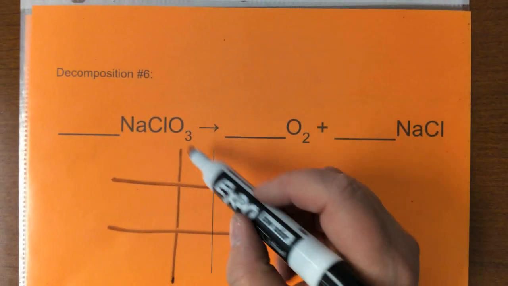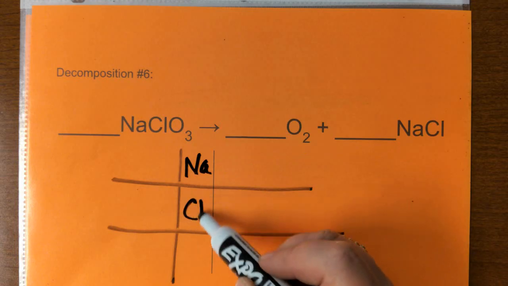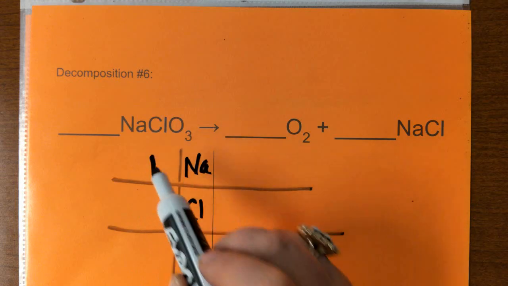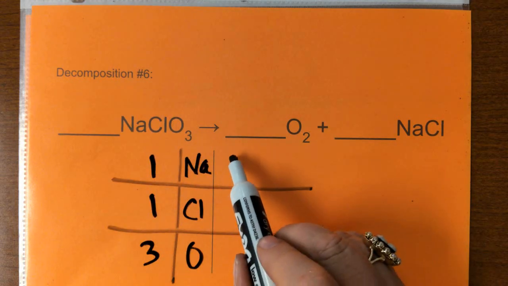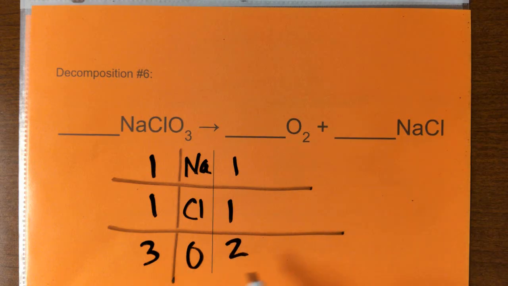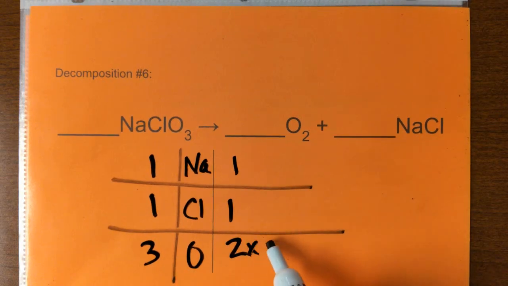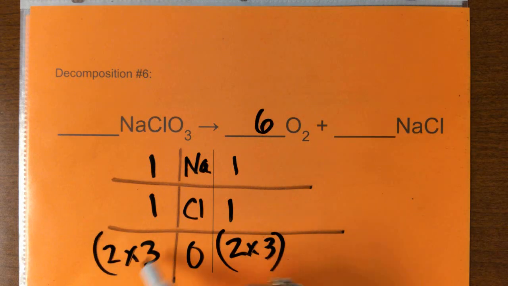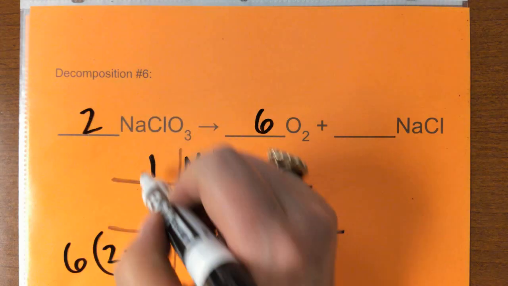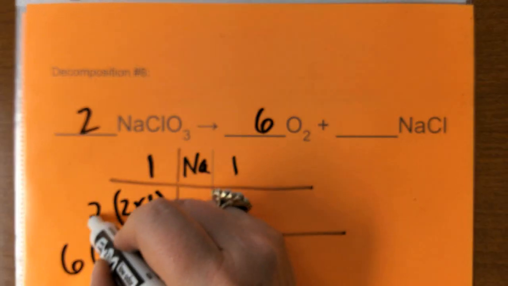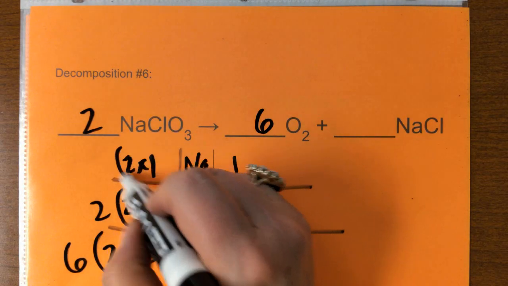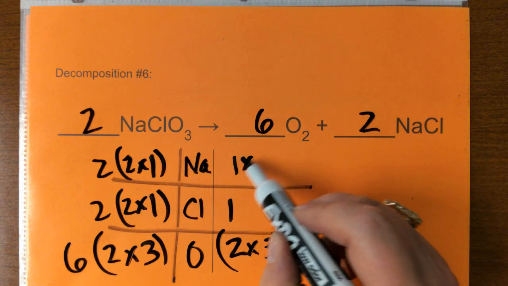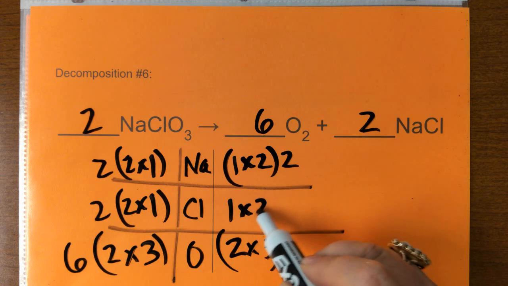All right. I've got sodium, chlorine, and oxygen. I've got 1, 1, and 3. 1, 1, and 2. This is very similar to the last one. I'm going to multiply this side by 3. That gives me 6. I'm going to multiply this side by 2. That gives me 6. But that also changes chlorine, and it changes sodium. So I need to put a 2 in front of sodium, but that also changes chlorine.